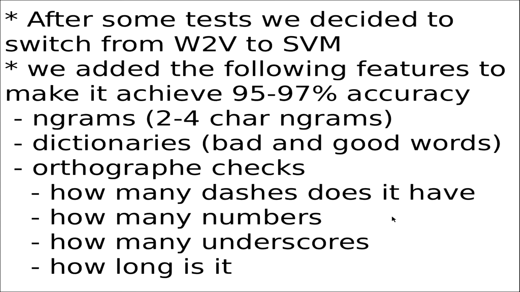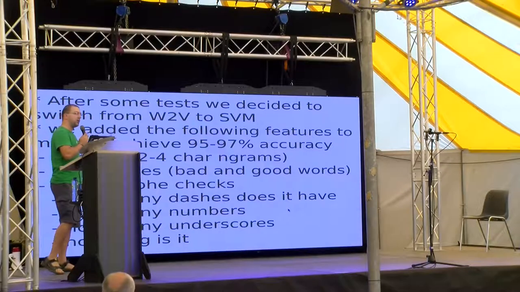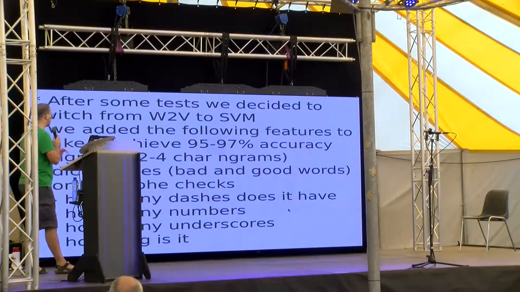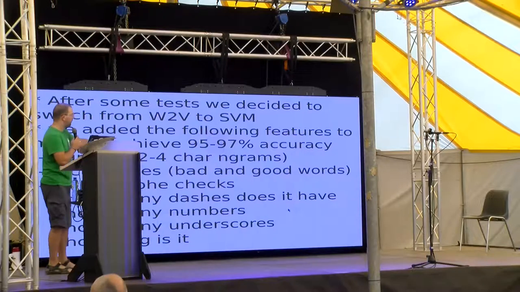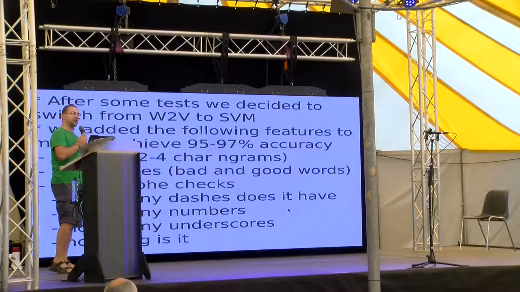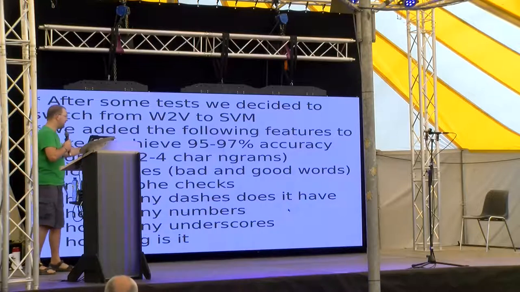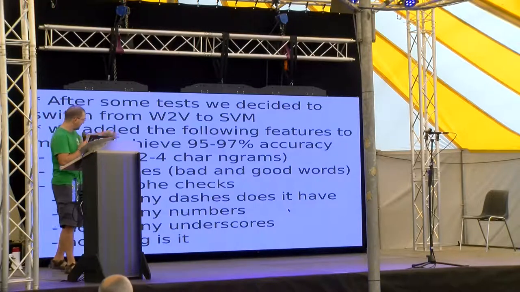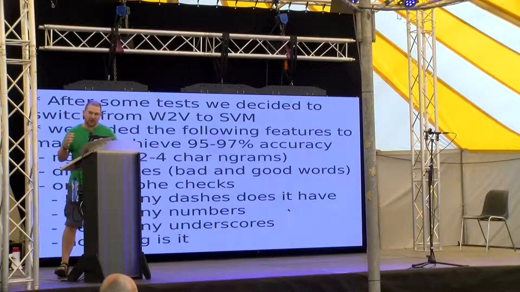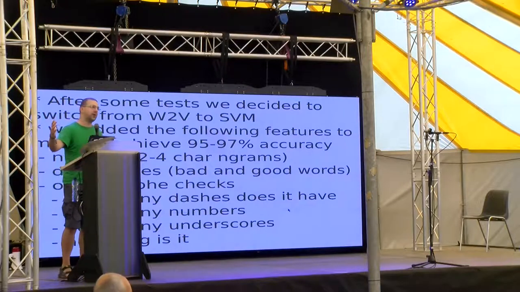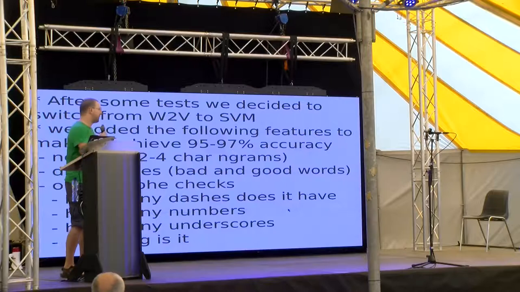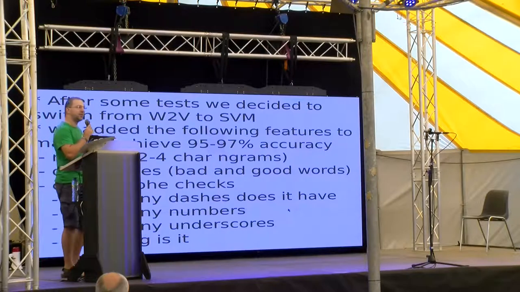So what we did was we started with n-grams, 2 to 4 characters, depending on what your data set is. We actually had to tune this for about a week in order to make it work. Dictionaries with bad and good words that we really want to know are in the domain, the host name, and other checks like how many dashes, how many underscores, how many numbers, and how long the host name is, actually helped a lot to achieve this 95 to 97% accuracy.